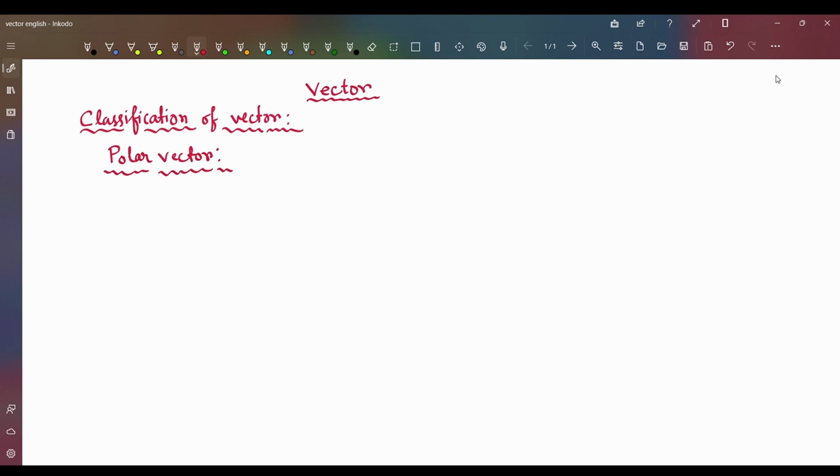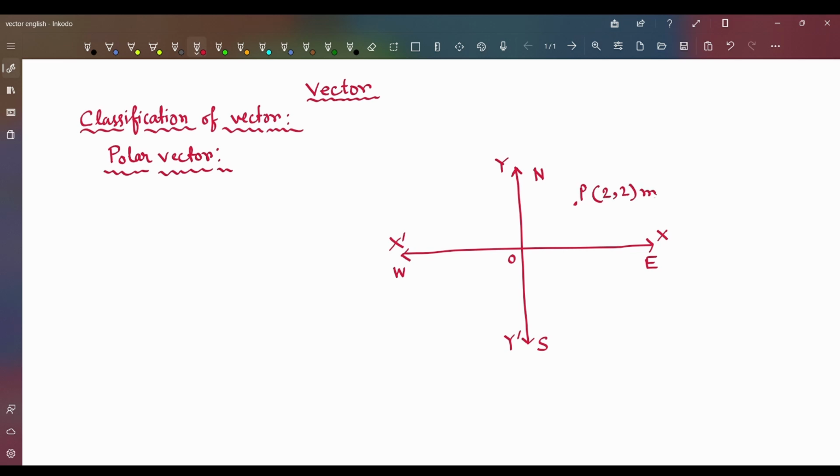For example, we consider here x and y axis. East, west, north, south directions are indicated here with respect to x and y axis. We consider a particle is at origin O. The particle moves along northeast direction and is at point P with coordinate 2, 2 meter. The displacement vector is represented here by OP.